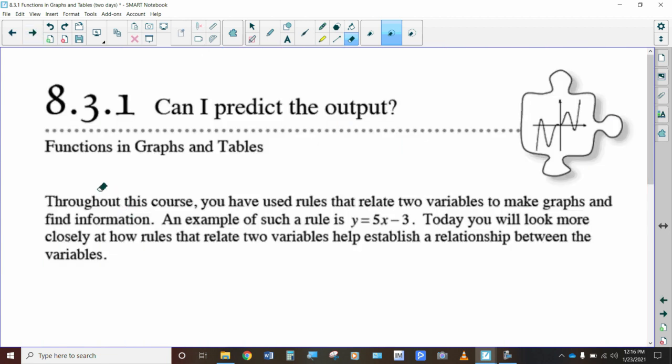All right, so let's get into it. Throughout this course, you have used rules that relate variables to make graphs and find information. An example of such a rule is y equals 5x minus 3. Today, you will look more closely at how rules that relate variables help establish a relationship between them, that relationship that we have labeled a function.